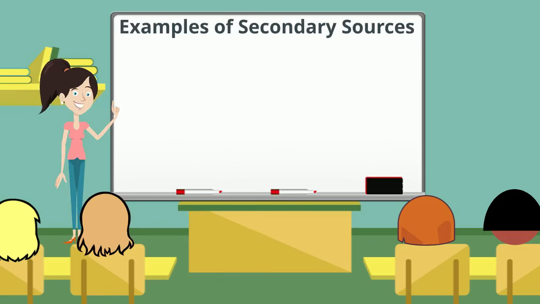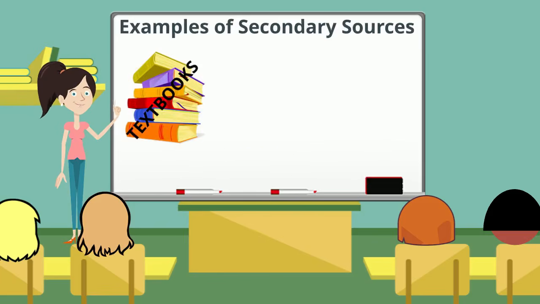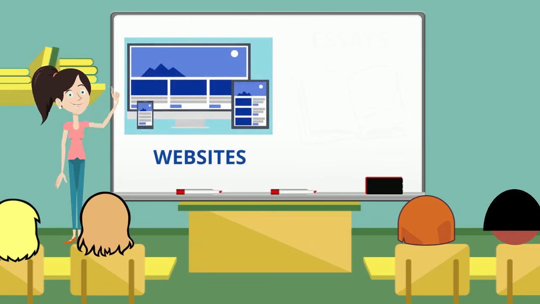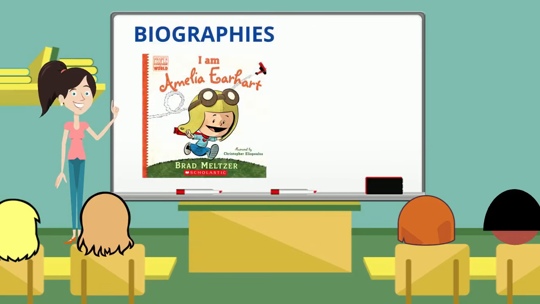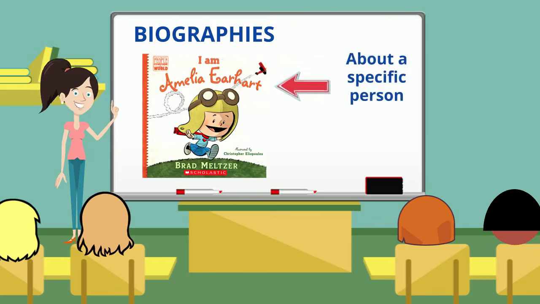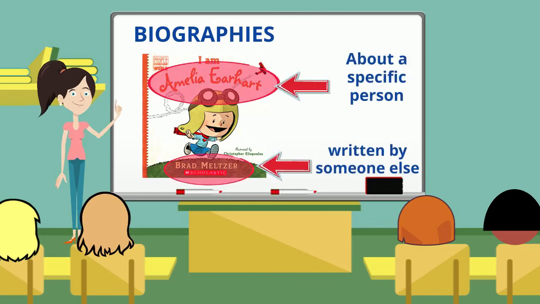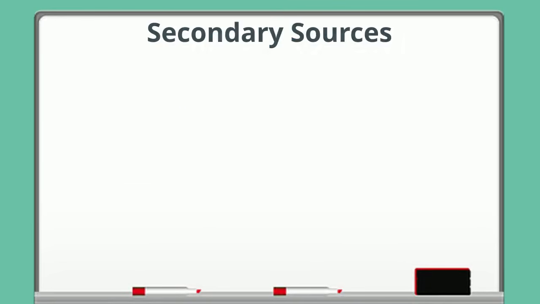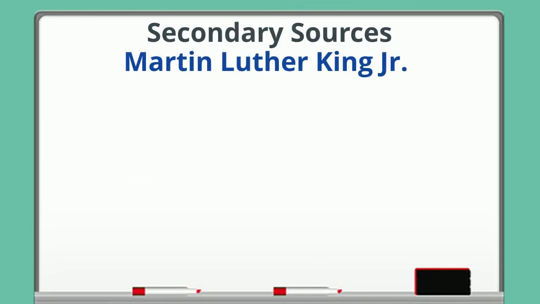General examples of secondary sources include textbooks, encyclopedias, dictionaries, websites, essays, and biographies, which are books about a specific person written by someone else. Let's go back to our Martin Luther King Jr. example. Secondary sources when studying Martin Luther King Jr.